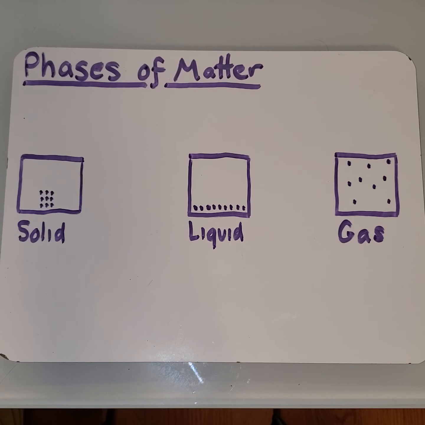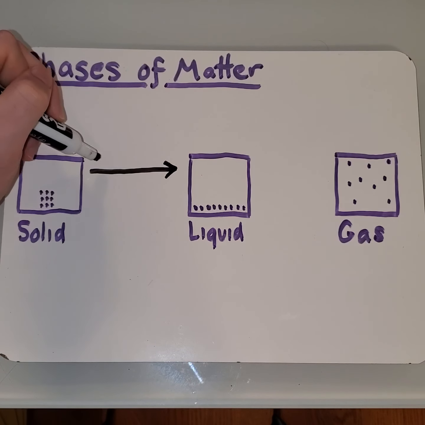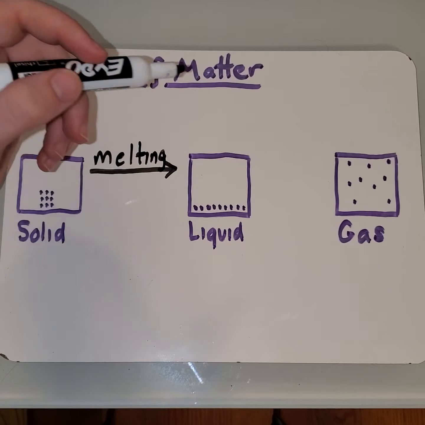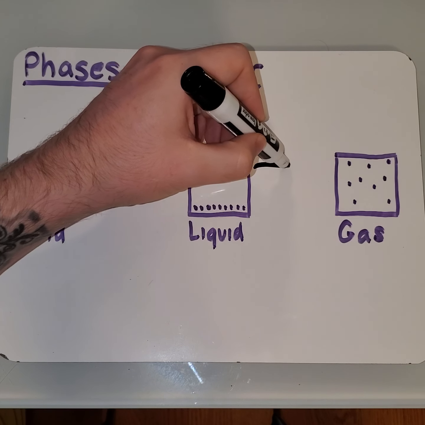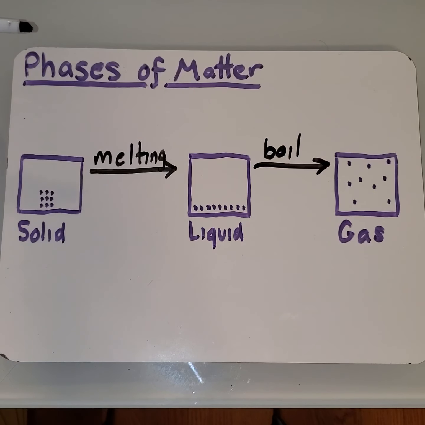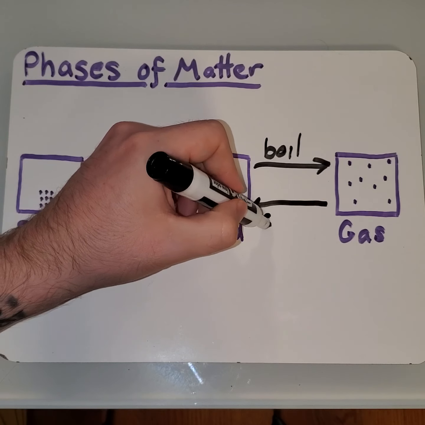Now, as for the transitions between phases, they happen because of changes in heat, changes in temperature. If a solid is heated up, it will eventually become a liquid, and that process is called melting. If you continue to heat that liquid, it will start to boil and transition into a gas. However, if you took that gas and started to cool it down, removing heat from it, then you're going to see it go back to the liquid phase in a process called condensation.